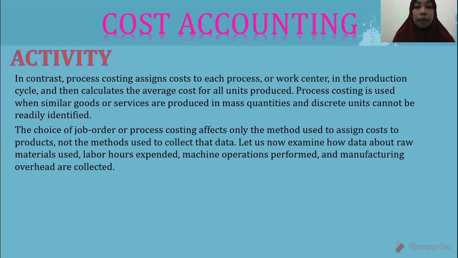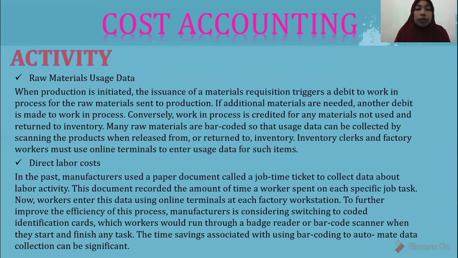Let us now examine how data about raw material use, labor hours expended, machine operations performed, and manufacturing overhead are collected. Raw material use data. When production is initiated, the issuance of a material requisition triggers a debit to work in process for the raw material sent to production. If additional materials are needed, another debit is made to work in process. Conversely, work in process is credited for any material not used and returned to inventory.